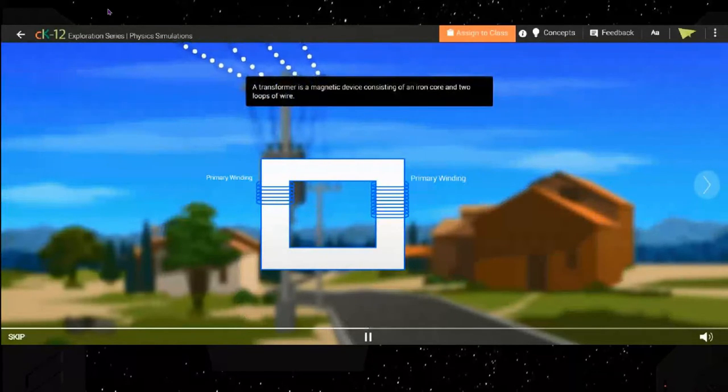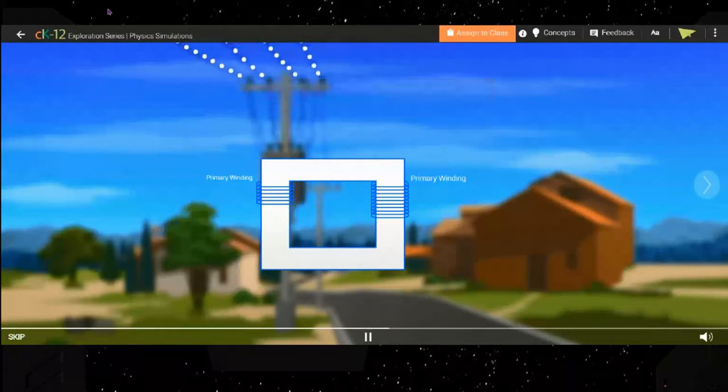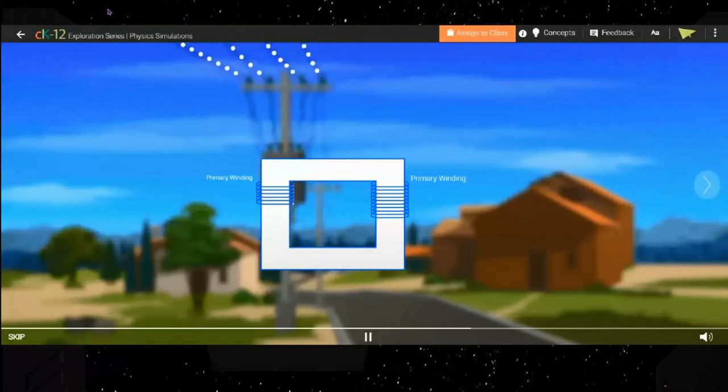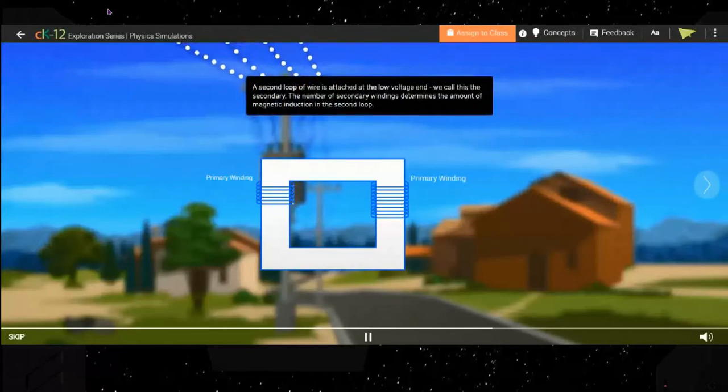A transformer is a magnetic device consisting of an iron core and two loops of wire. One loop of wire is attached to the high voltage end. We call this the primary. The number of windings determines the amount of magnetic flux in the core. A second loop of wire is attached at the low voltage end. We call this the secondary. The number of secondary windings determines the amount of magnetic induction in the second loop.